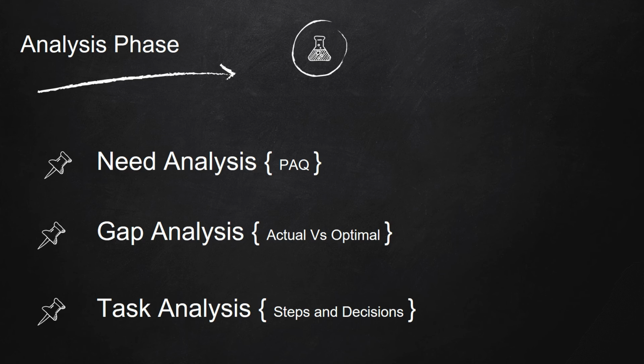To sum up, in the analysis phase, we are identifying the need for the training. Through need analysis, we identify the optimal performance required, and then we find the actual performance by interviewing the participants, and then we find the gap and try to fill the gap by developing the materials. And then we also do chunking, detailing from the high level tasks to the lowest possible tasks, steps and decisions.